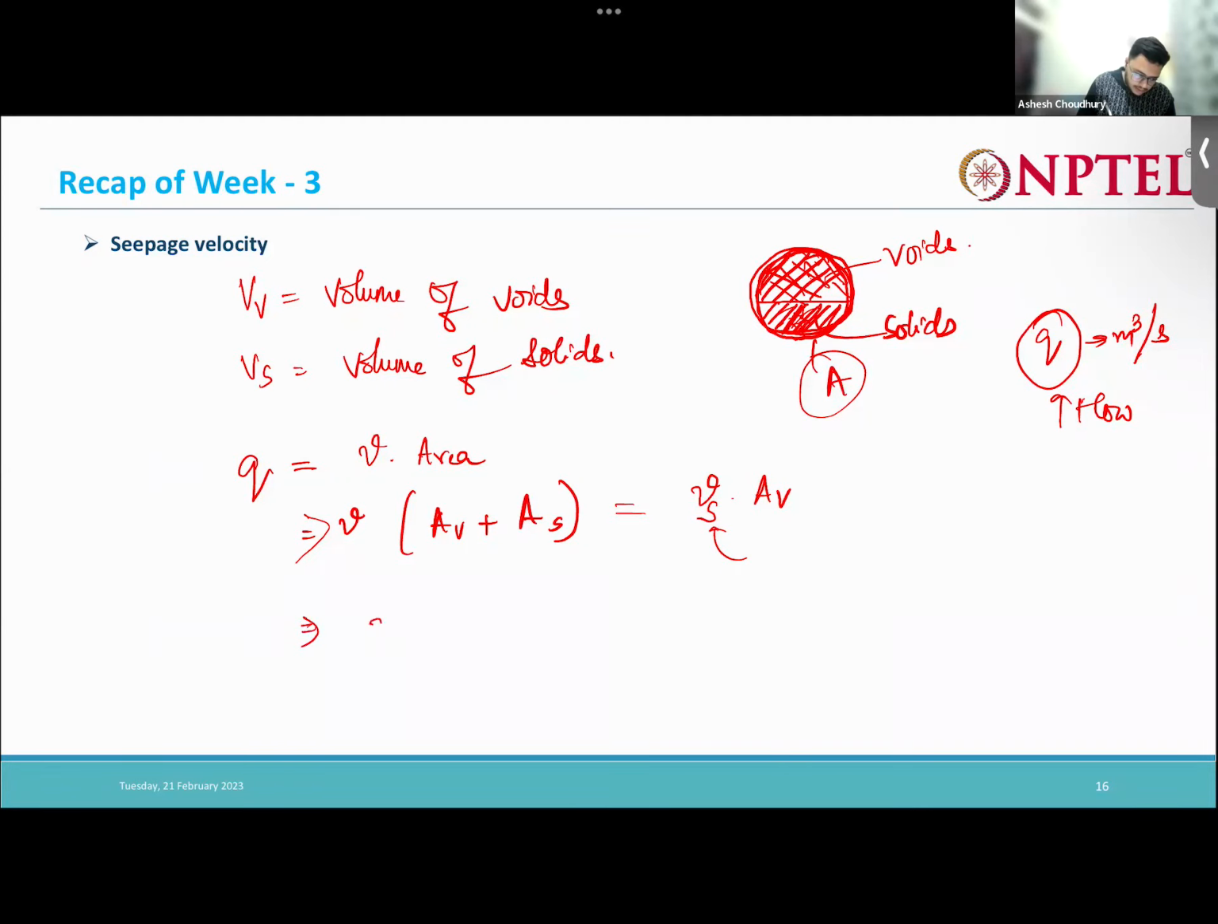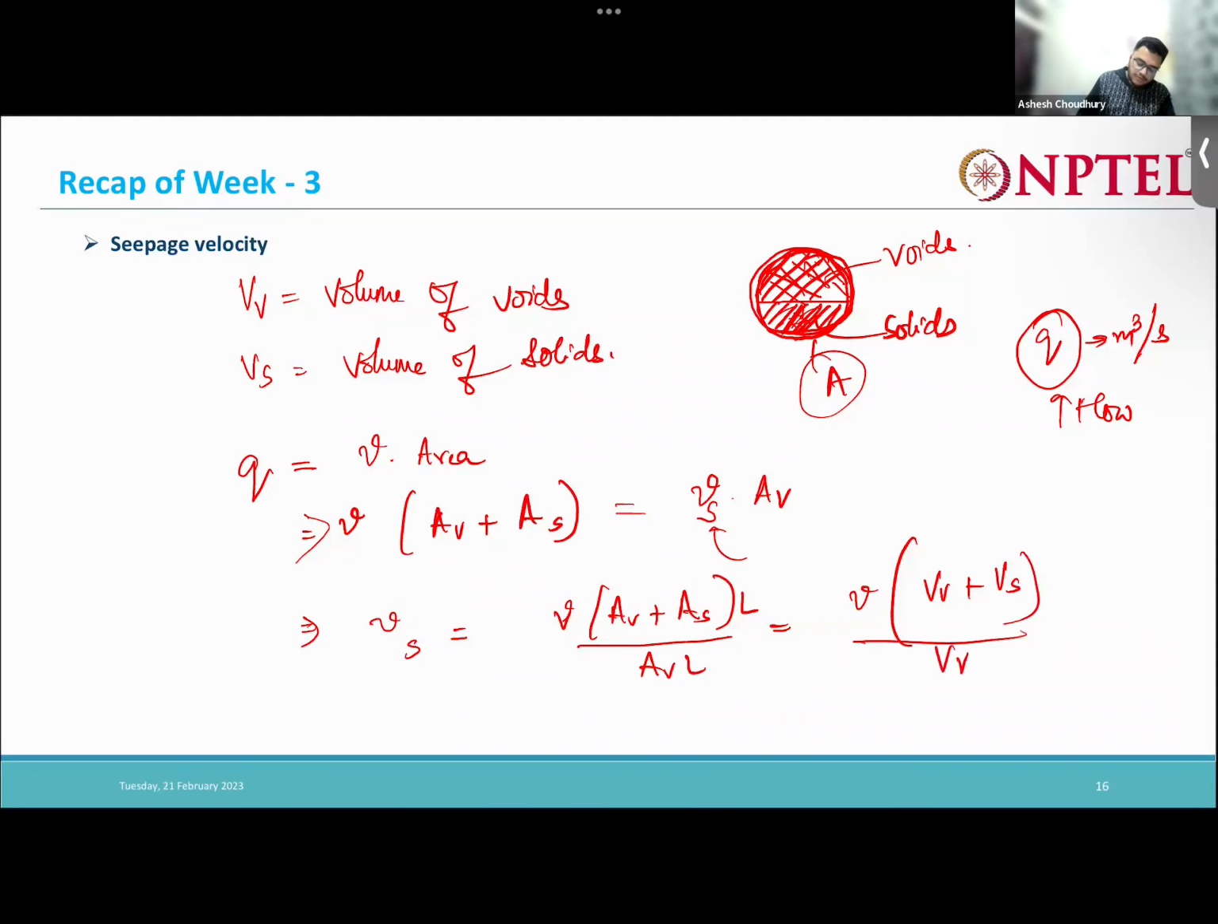Now what we can do is write it like this: Vs equal to V into (Av plus As) by Av, right? We are just rearranging. Then we multiply length in the top and the bottom, the length of flow. Say we are assuming this is a pipe, so we multiply by L, the length of the pipe. As soon as we multiply L, we get the volume of voids plus volume of solids by volume of voids.